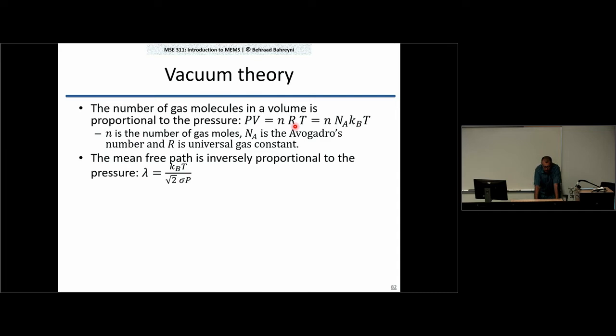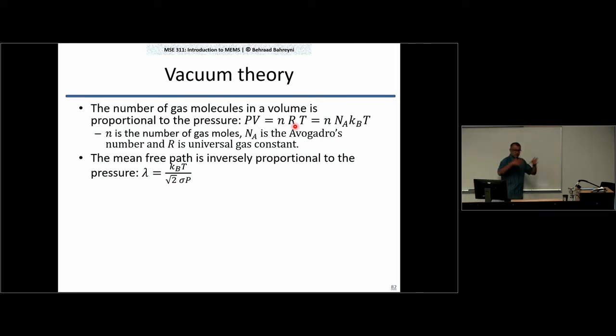And the other thing that we will notice is that as you drop the number of gas molecules in this chamber, you reduce the chances of collision between them. So there is a parameter called mean free path. It's a statistical average of the distance that a gas molecule travels before it hits another gas molecule, right? So on average, how far would this gas molecule travel before it collides with another molecule?